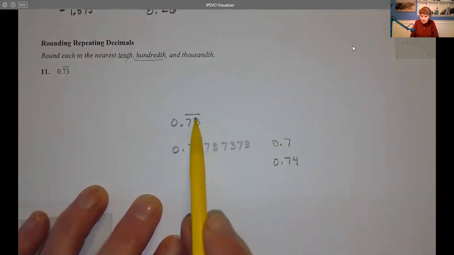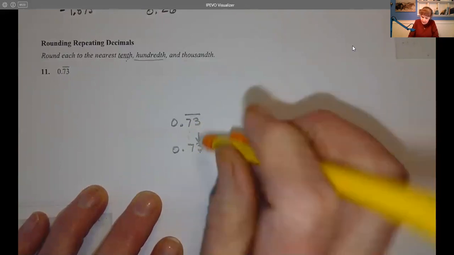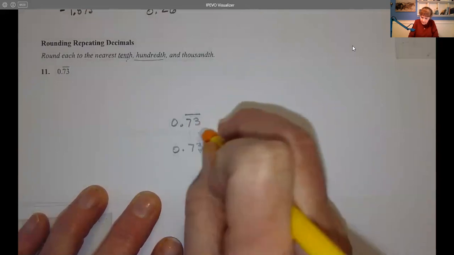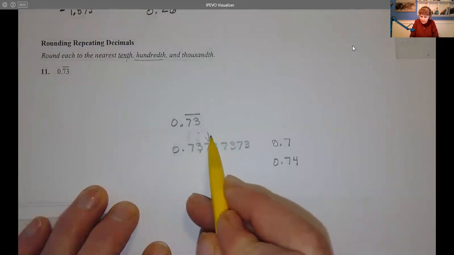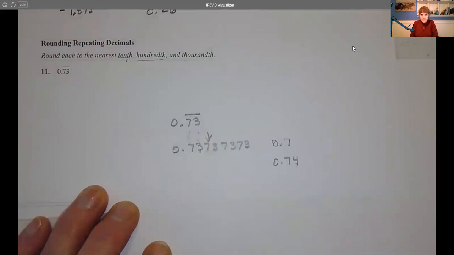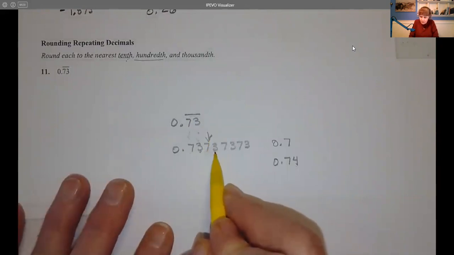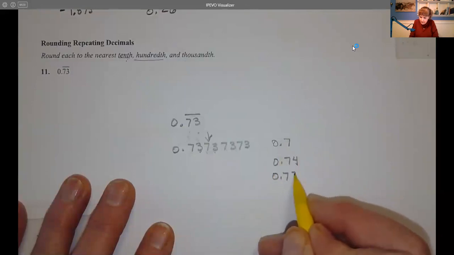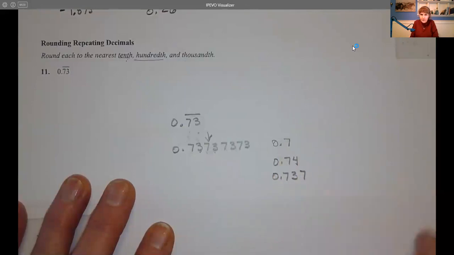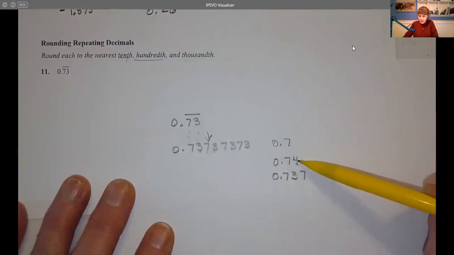And again, the key was just to write the number out for a while. 10th, 100th. I'm going to erase our 100th mark. 10th, 100th, 1,000th is right there. There's our 1,000th spot. We'll look to the right. It's not 5 or larger, so we're going to leave our 7 alone. So we have 0.73. The 7 stays, and everything drops off. So we have a 10th, 100th, 1,000th.